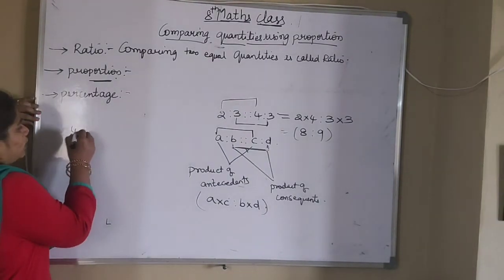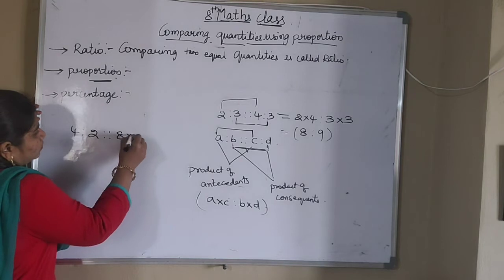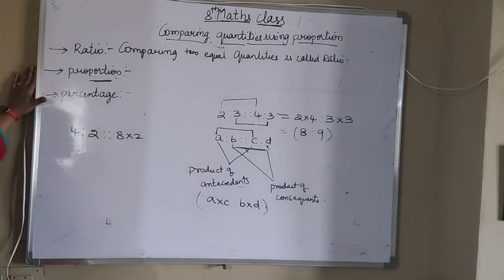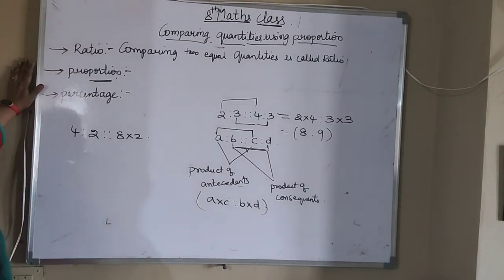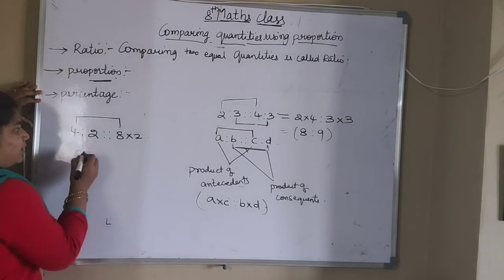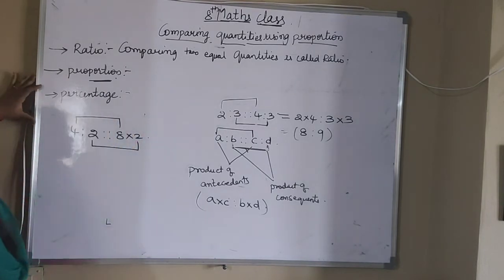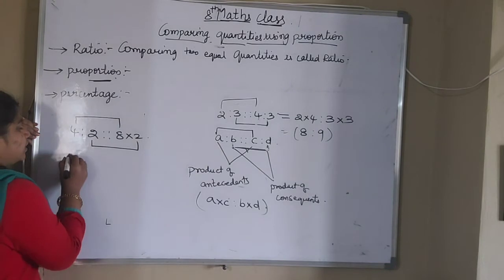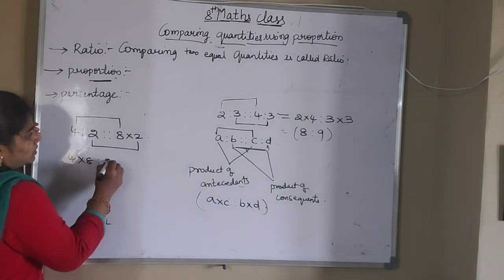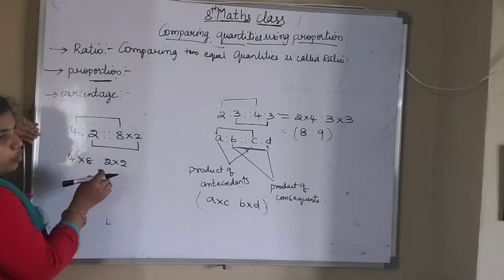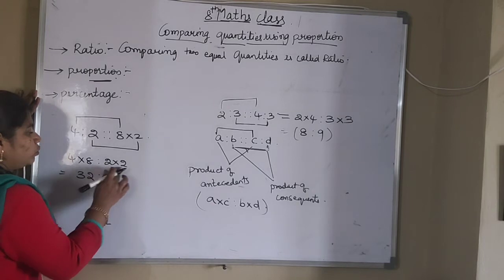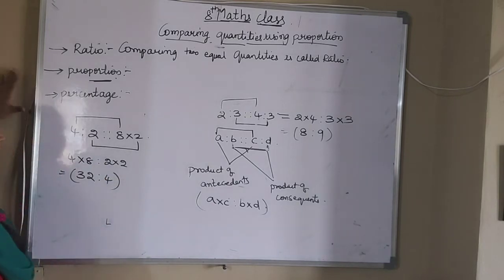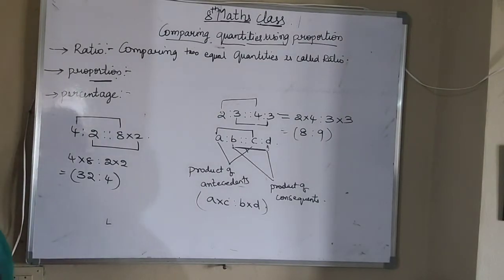One more example we will take here. I want to find the compound ratio of 4:2 is to 8:2. So how to find the compound ratio? We multiply the product of antecedents and the product of consequents. The product of antecedents is 4 into 8, and the product of consequents is 2 into 2. So 4 8s is 32, and 2 2s is 4. So the compound ratio here is 32:4. In this way we find the compound ratio.